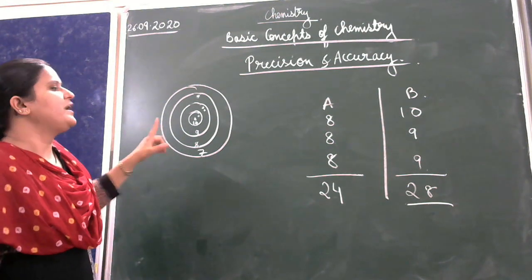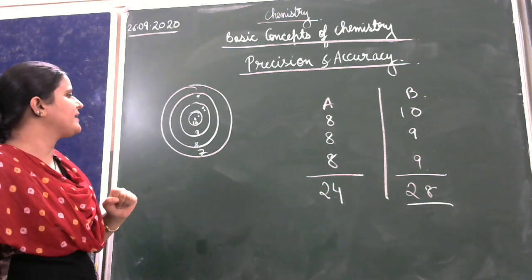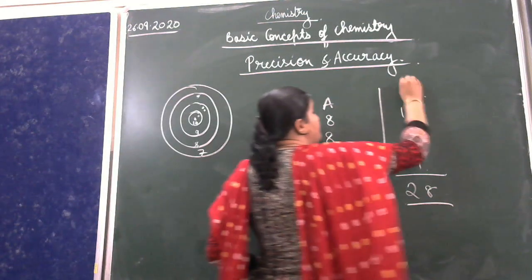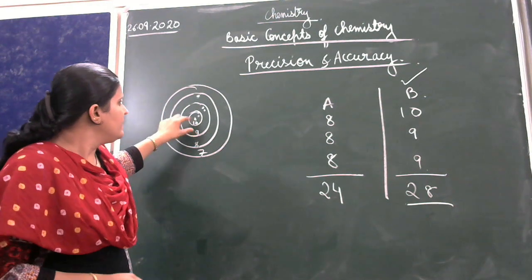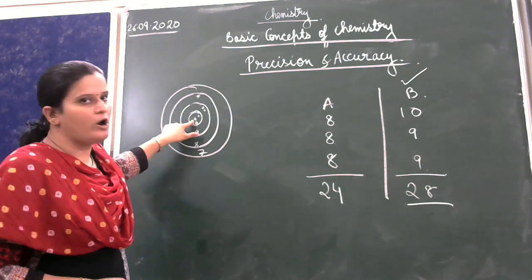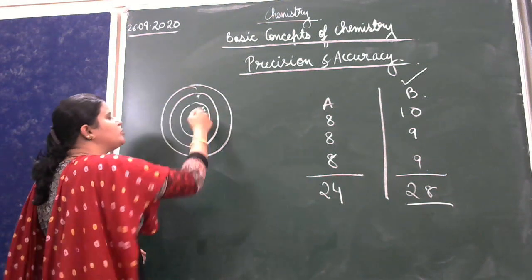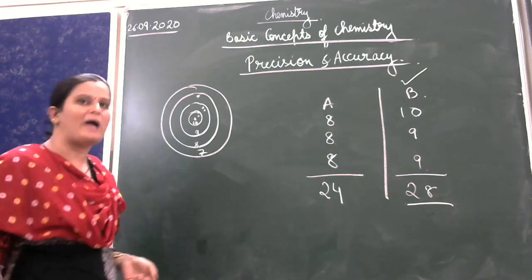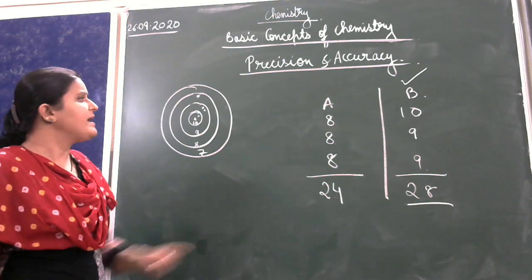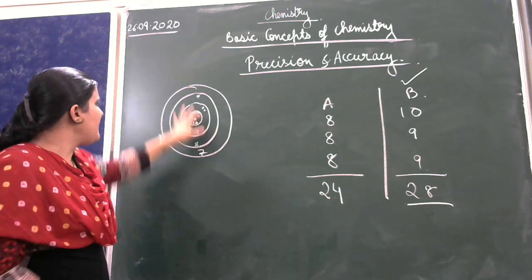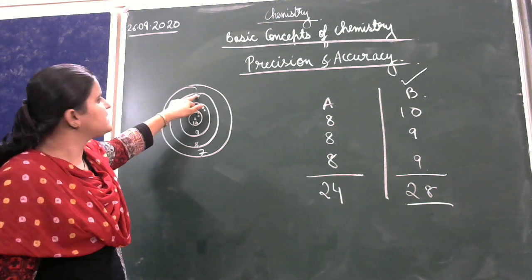See, now if I ask you who is more accurate, you will definitely say B is more accurate. Why? Because the actual value, or I will say the true value, is this. So he is more near, more close to the true value, isn't it? So B is more accurate. And what about A? A is not accurate. A is far away. This is 10 points, 9 points, he is around here.